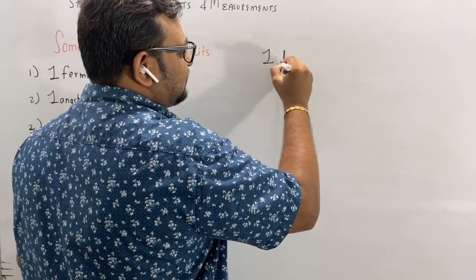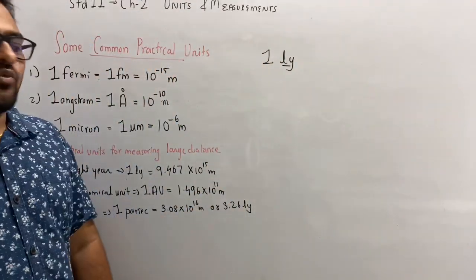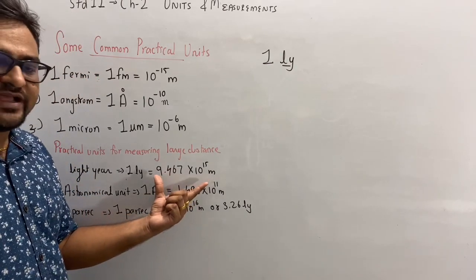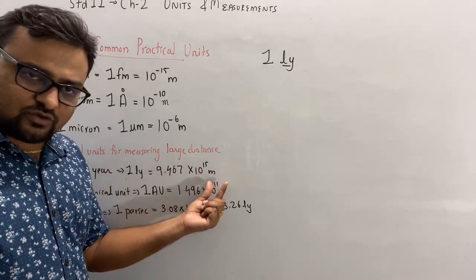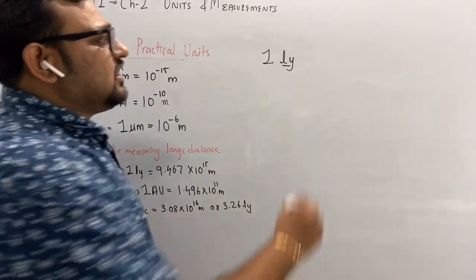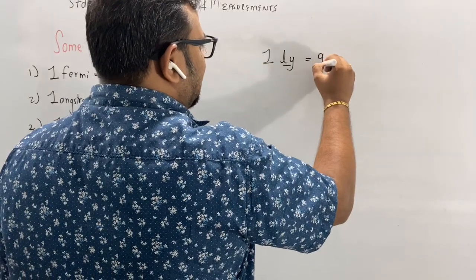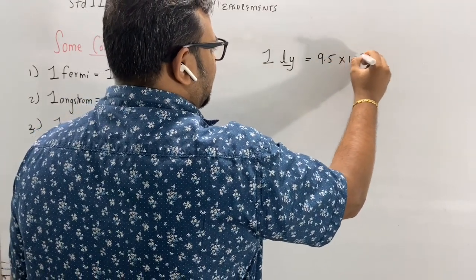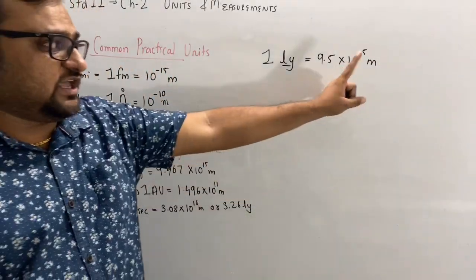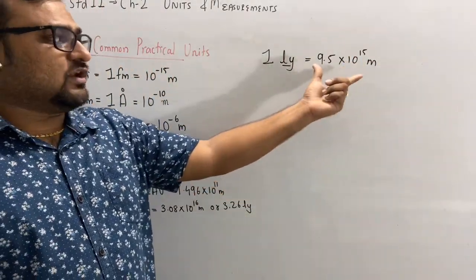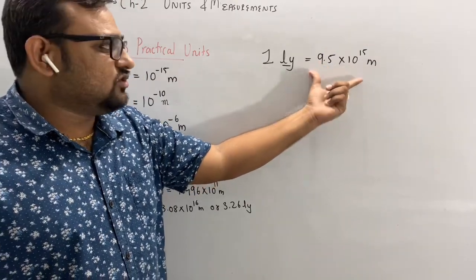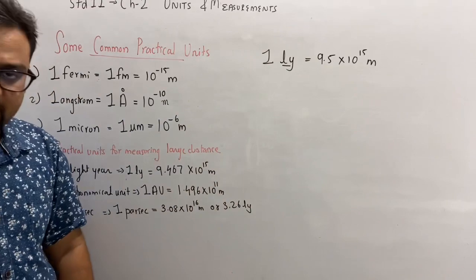1 light year, we are using the symbol Ly, that is 9.467 into 10 raised to 15 meter. For calculation, for numericals, you can take 9.5 into 10 raised to 15 meter. It's not minus, it's plus 15. So for calculation in textual numericals, you will use the round figure 9.5 into 10 raised to 15.